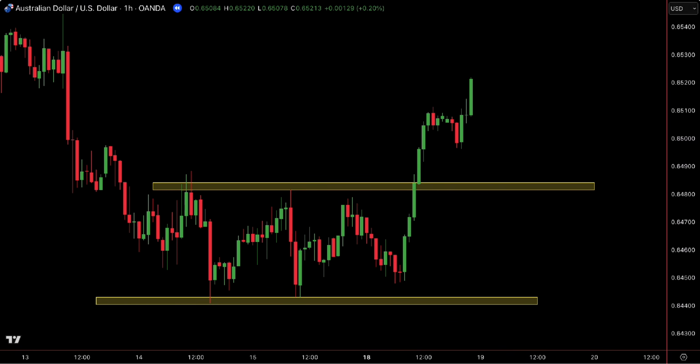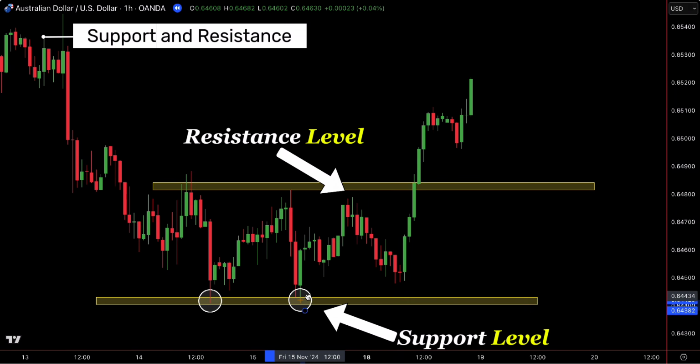With that said, let's dive straight into the first concept. Support and resistance are the backbone of technical analysis. If you learn to identify them properly, you automatically trade with more confidence, more clarity, and more accuracy. These levels show you exactly where price is likely to react, and they help you avoid bad trades while focusing only on high probability zones.